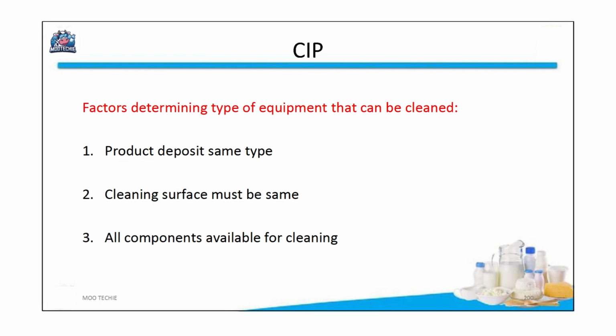Not all equipment can be cleaned with the same CIP program. Several factors determine what can be cleaned together. First, the product deposit must be of the same type. Second, the cleaning surface materials must be the same. And third, all components in the circuit must be available for cleaning at the same time.